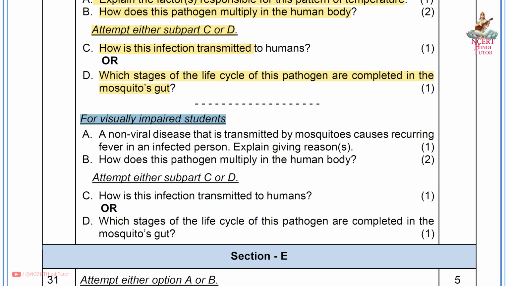For visually impaired students, a non-viral disease that is transmitted by mosquitoes causing recurring fever in an infected person. Explain giving reasons. B. How does this pathogen multiply in the human body? Attempt either subpart C or D. C. How is this infection transmitted to humans? D. Which stages of the life cycle of this pathogen are completed in the mosquito's gut? So friends, we have already read answer of these questions just now. Let's move on to the next section, E.